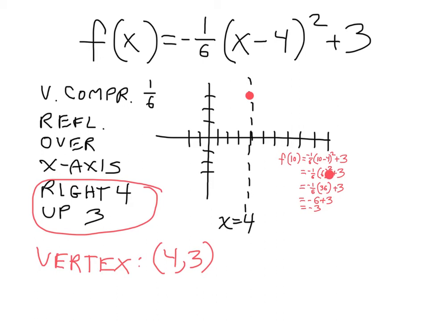Now, because of the symmetry, I don't have to do any work to find the other point. If I know that 10 comma negative 3 is 6 units to the right of the axis of symmetry, then the other point on y equals negative 3 is going to be 6 units to the left of the axis of symmetry, which is going to have to be at x equals negative 2, which is 6 units to the left of 4.